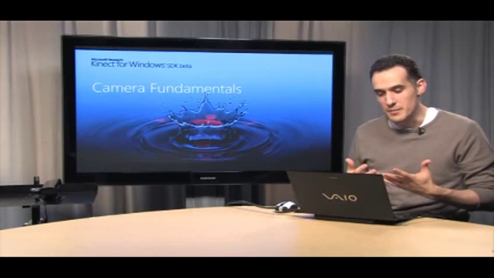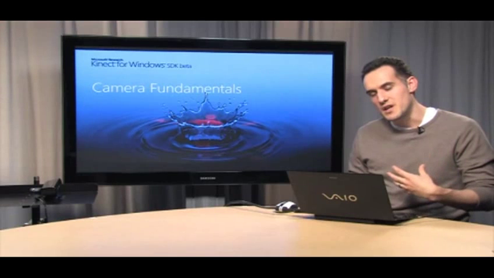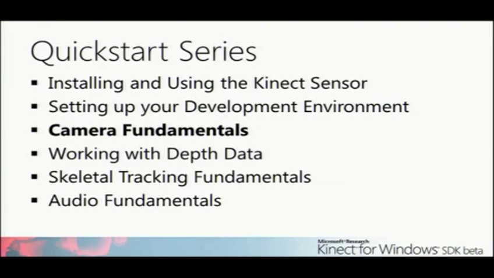This is Camera Fundamentals. In Camera Fundamentals, what we're going to do is show you how you can use the RGB and video camera. So in our last example, we set up our dev environment. We created the runtime object, and we initialized it, saying that we wanted to use the color and the depth sensor data. What we're going to do is show you how you can display that in a WPF application.